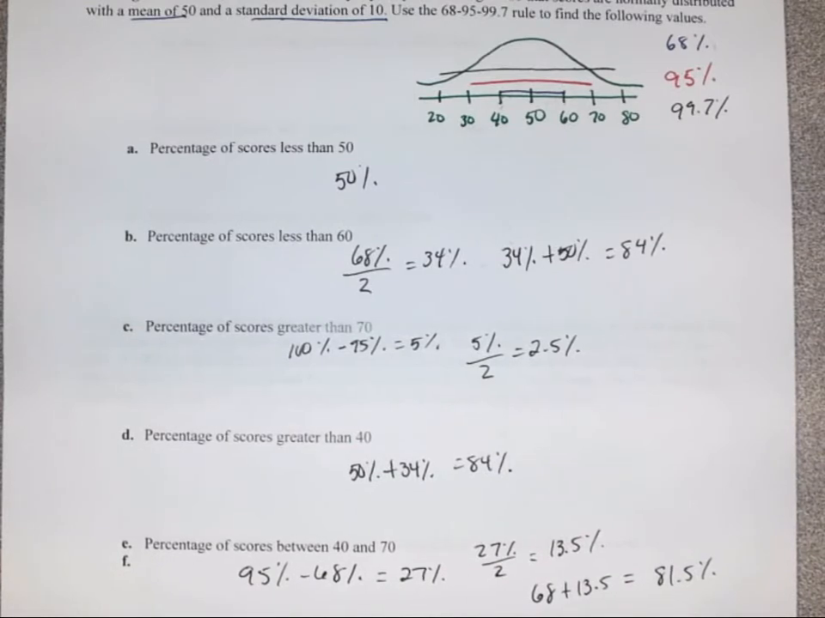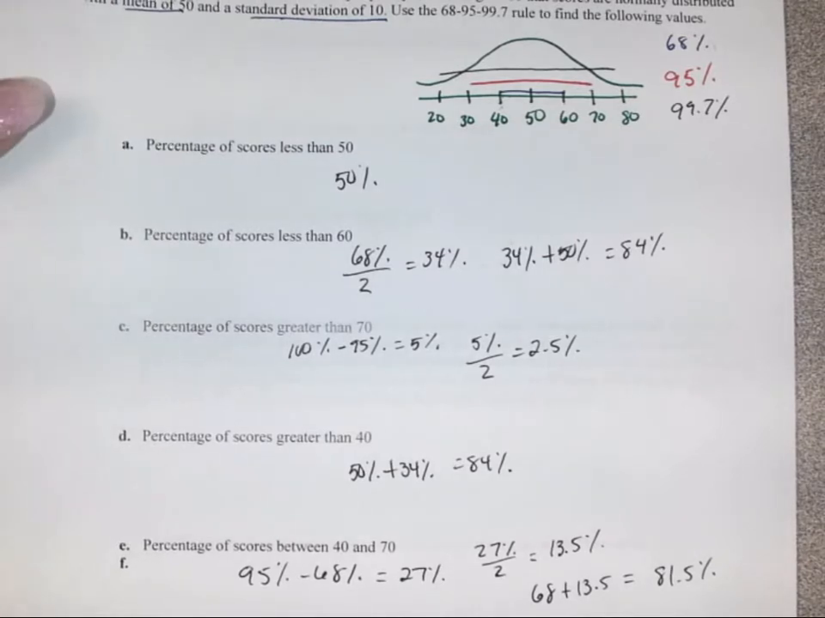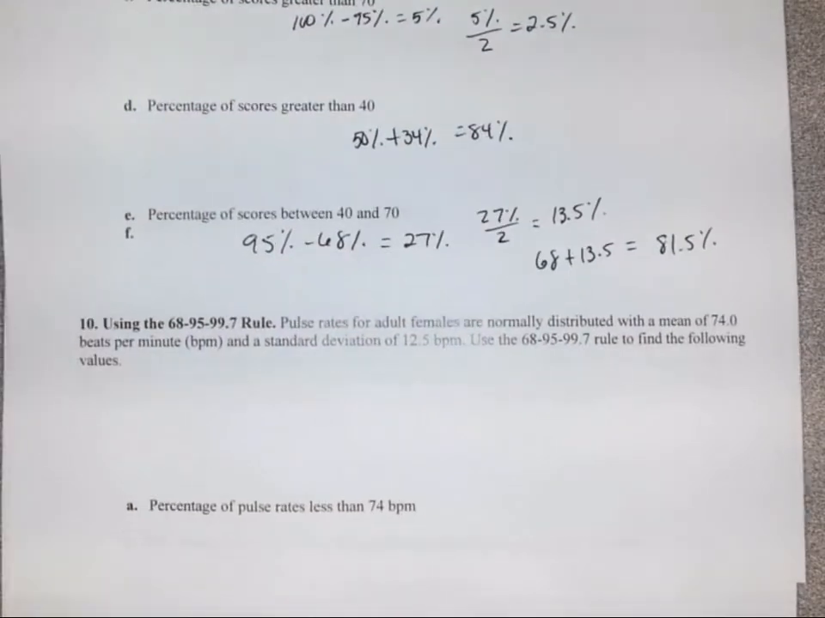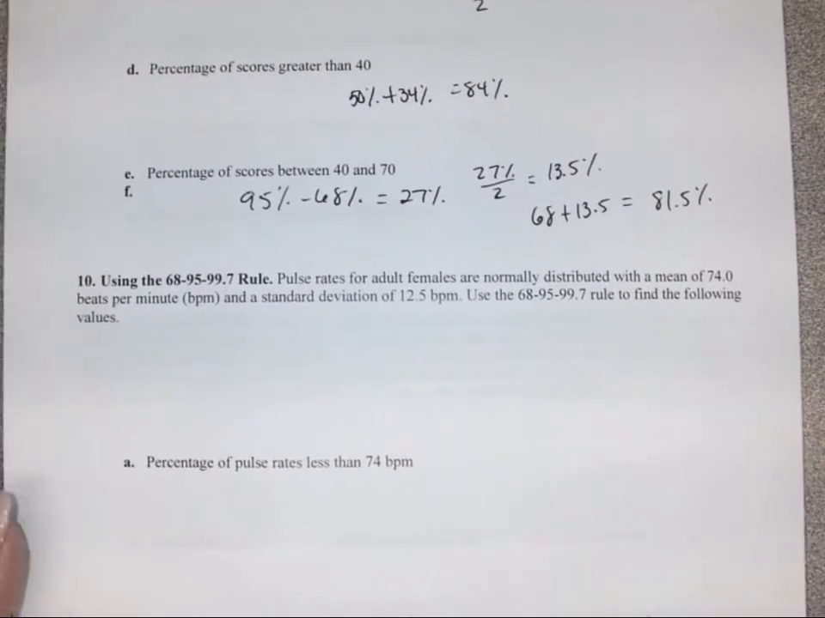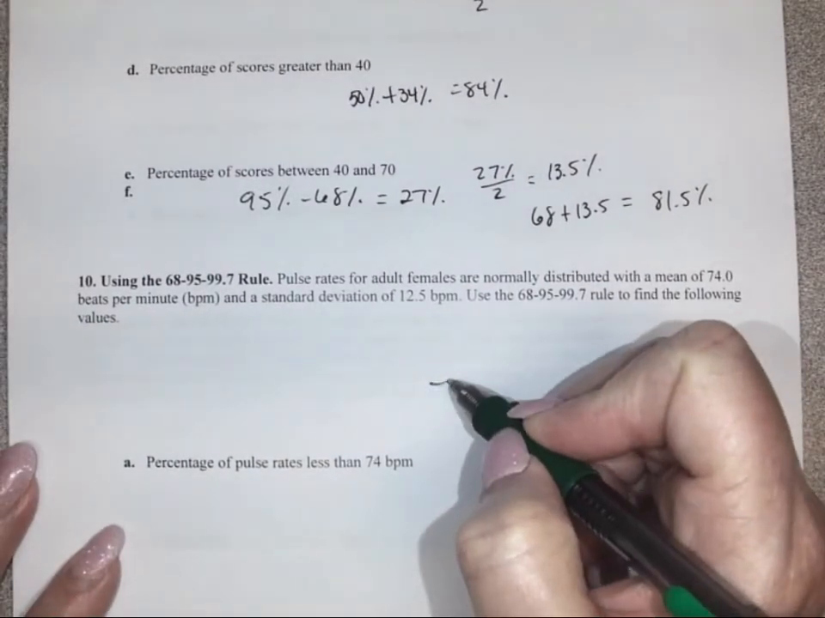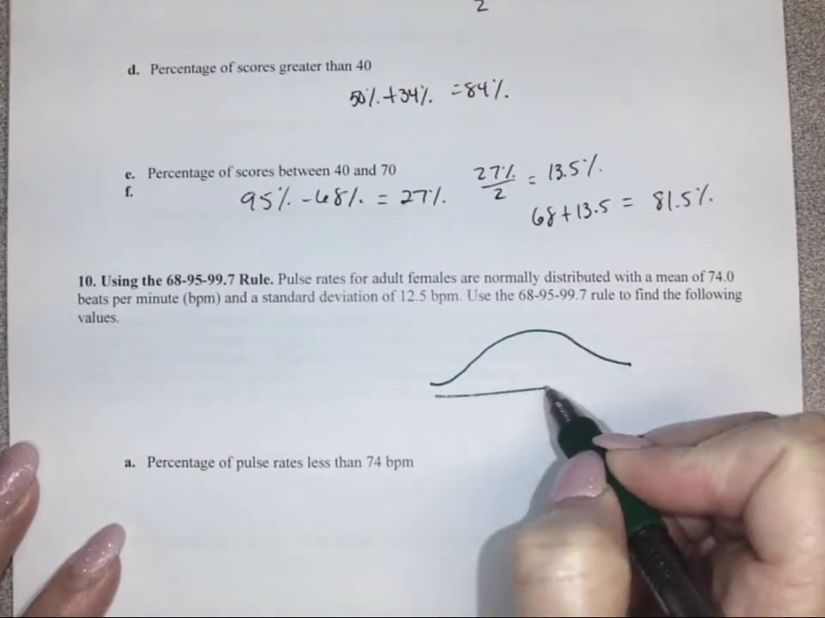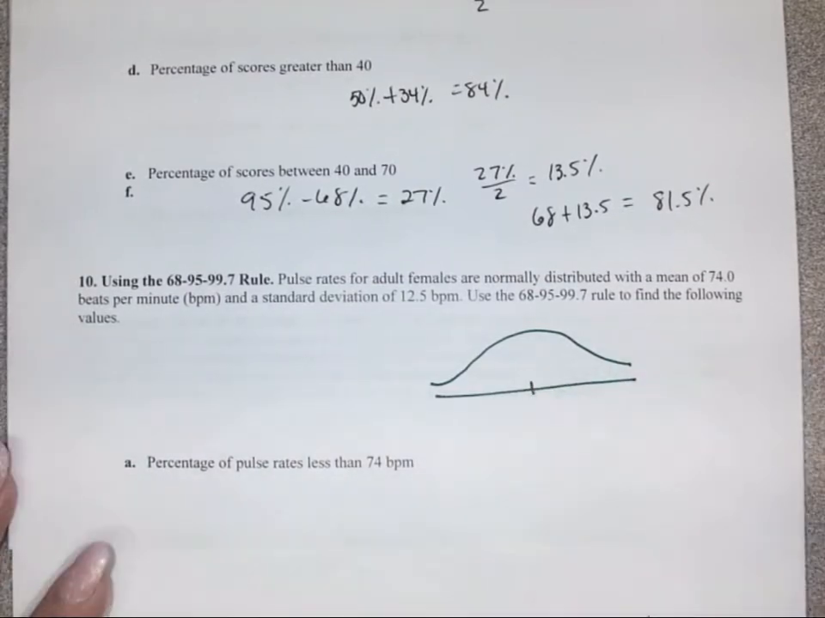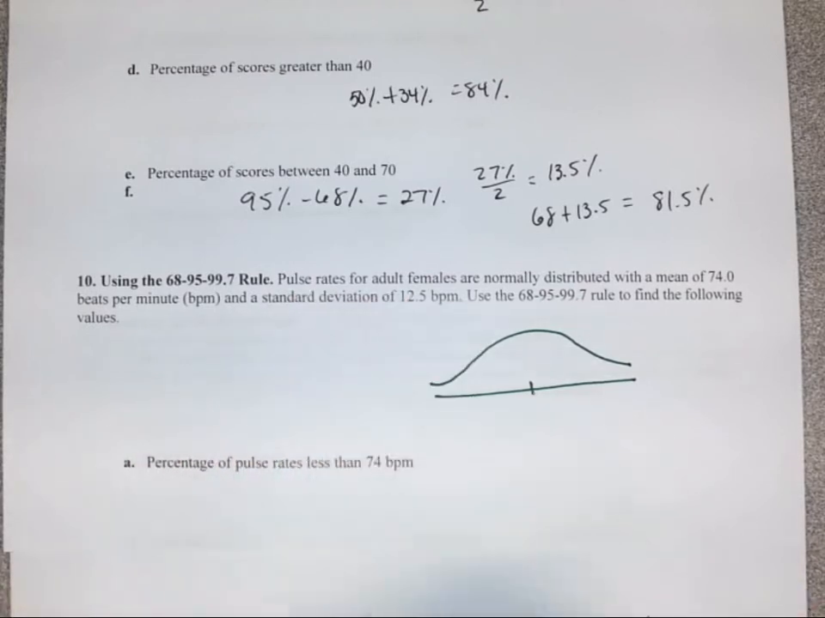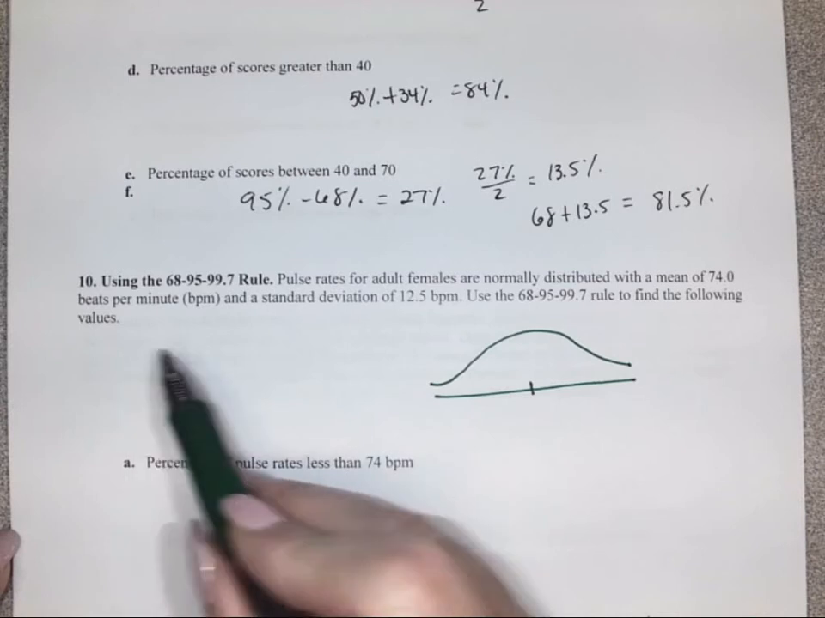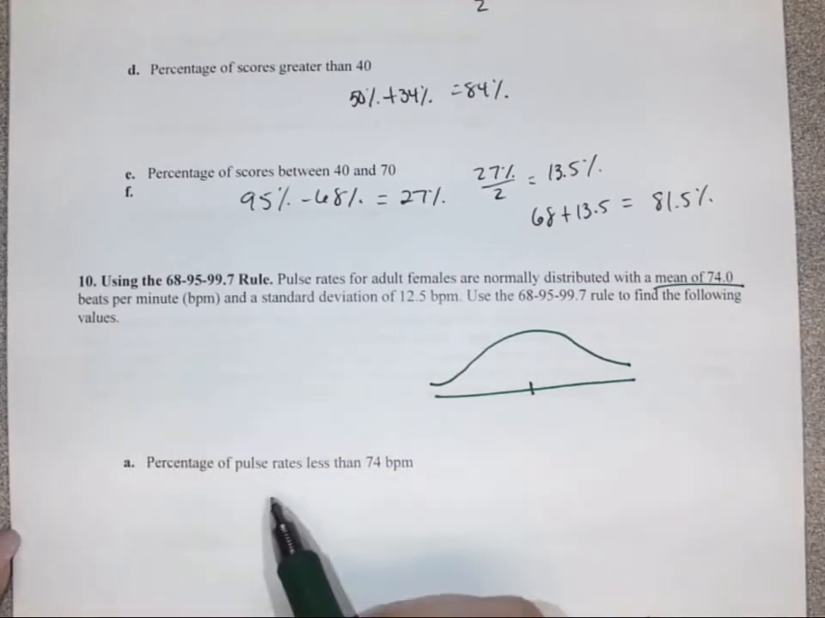So the next problem is going to be very similar, but slightly different, maybe in slightly different order. So let's go look at this one, because I want to make sure that you have a good understanding of it. All right, so here's our next one. We're going to have another standard graph. And this will be our center at our mean. We have pulse rates for adult females are normally distributed with a mean of 74 beats per minute and a standard deviation of 12.5.